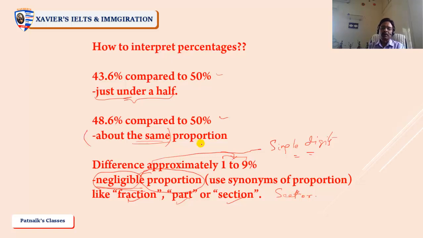Because sometimes it happens, you may have to write proportion again and again. So in that case, to avoid repetition, we can use the synonym of the word proportion like fraction or part or section, right? This will help you to show your different range of vocab, right? That will help you to display your range, right? Instead of repeating proportion again and again, you can write once proportion, once you can write fraction, once you can write part, once you can write a sector. In this way you can represent the different parts of the pie chart, and you can compare the figures with others, right?